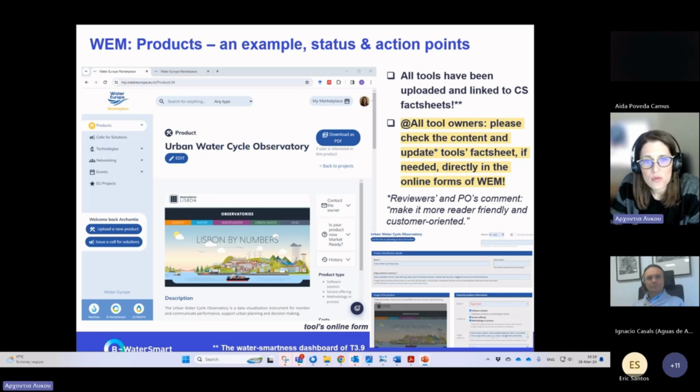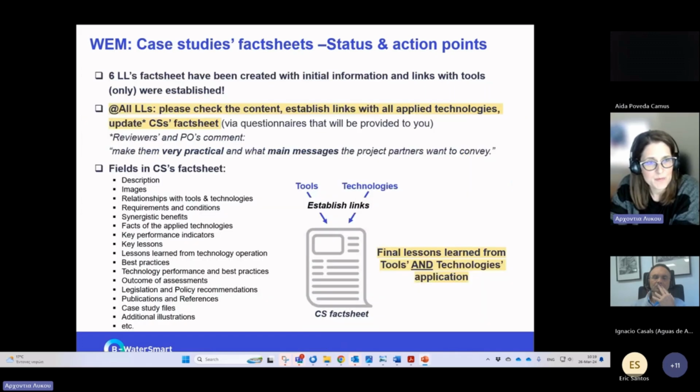Now, the only missing tool from the products is the WaterSmart dashboard, and this is something that ICCS is working on. After we have created the fact sheet, we're going to establish the link with all the cases, since this is a tool that is being applied in all living labs. Now, the last fact sheet, as I told you, is the one with regard to the case study.